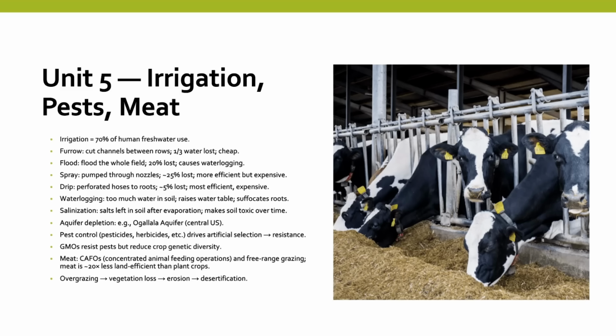Waterlogging is where too much water is going to drown the roots of your plants, and salinization is where salts are left behind when water evaporates, eventually poisoning the soil. Pesticides drive resistance through artificial selection, and meat is about 20 times less land efficient per calorie than plants, and overgrazing causes erosion and desertification.